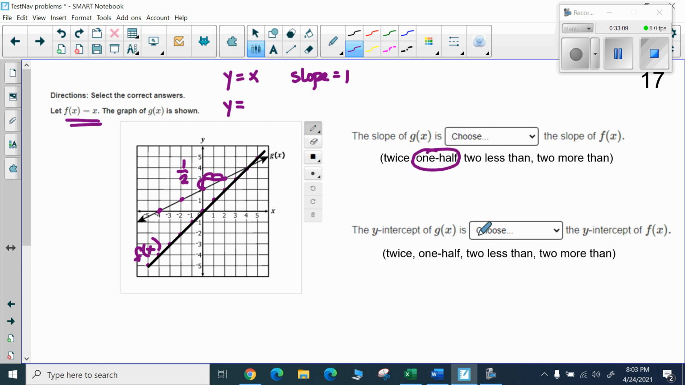The y-intercept of g of x is right here, which is 2. Is it twice, 1/2, 2 less than, or 2 more than the y-intercept of f of x? Well, the y-intercept of f of x is 0. So it would be 2 more than, because it's 2. Okay, there you go.